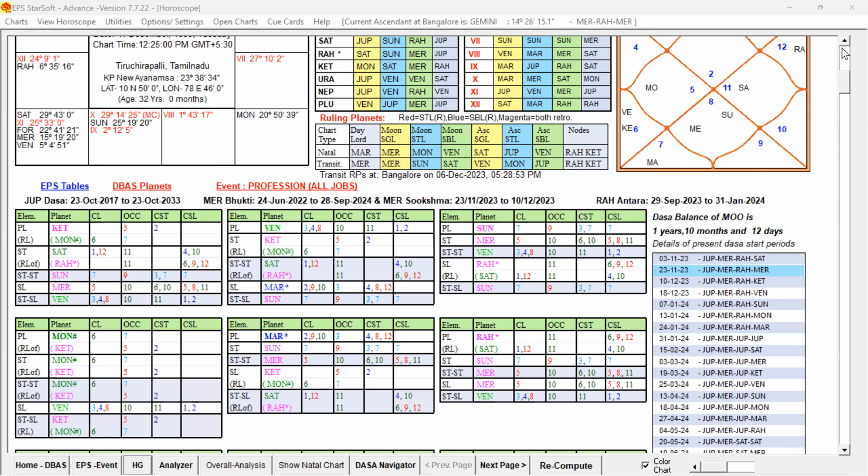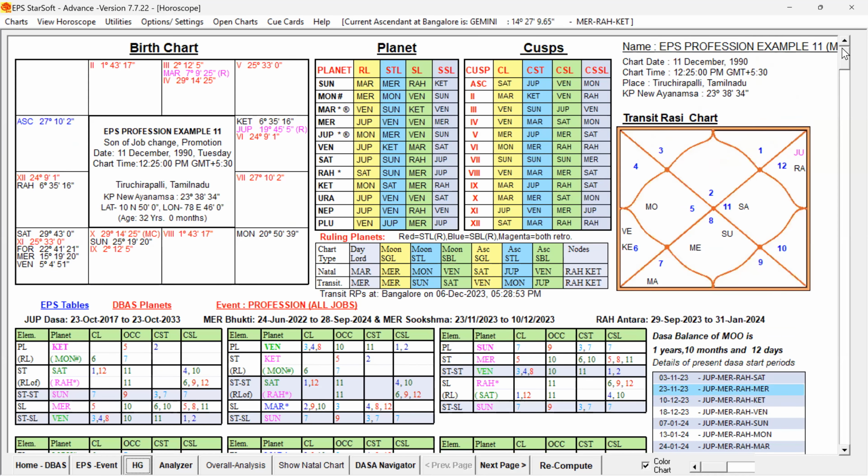This is the birth chart of example number 11, which we studied in the previous video with the help of the EPS tables. Whatever key planet states we manually gave for each planet, the EPS colors, let us take as they are. Now let us go to the house grouping table and check the PILT.